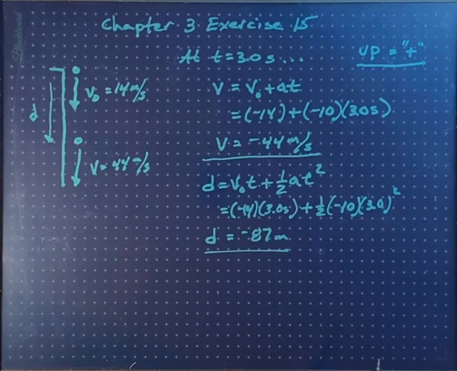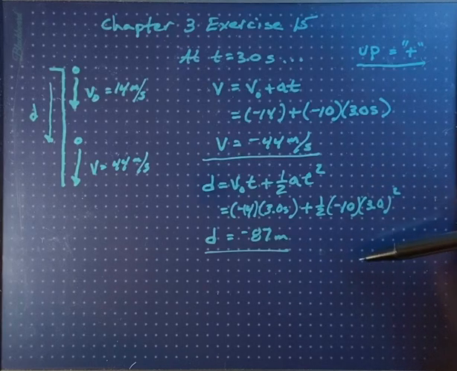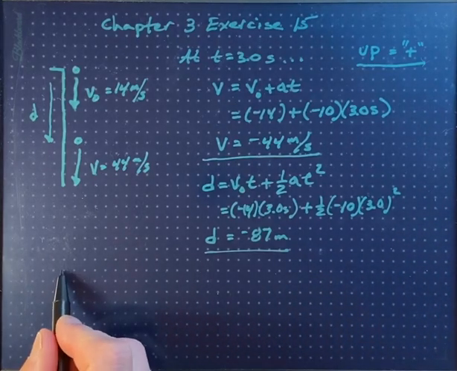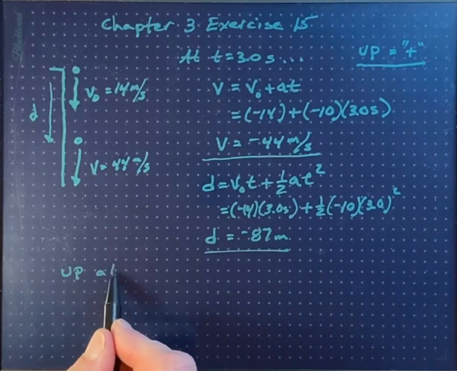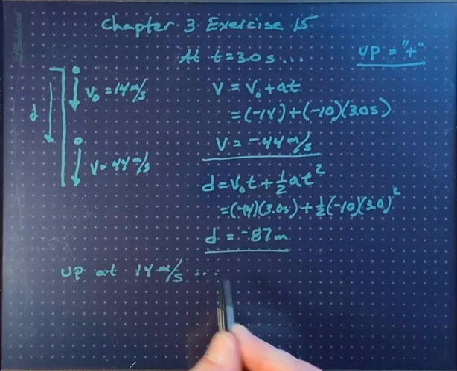Now I might want to ask you a question about what happens if instead of throwing the ball downward at 14 meters per second, you throw the ball up at 14 meters per second. How does any of this change? So the question here would be, how fast is the ball moving and where is the ball if instead of throwing it down at 14 meters per second, you throw it up? So up at 14 meters per second. How does any of this change?